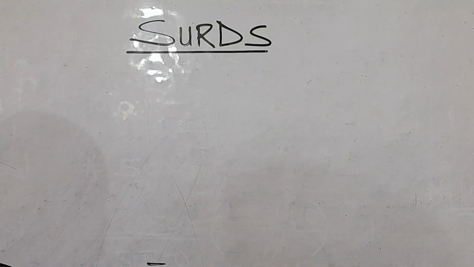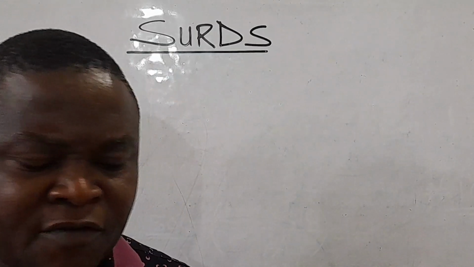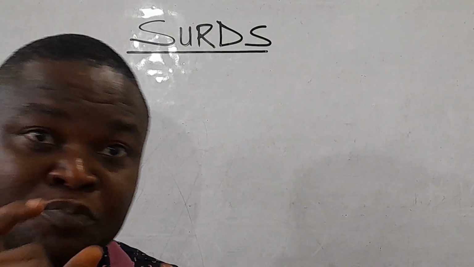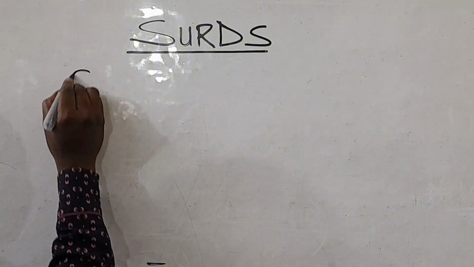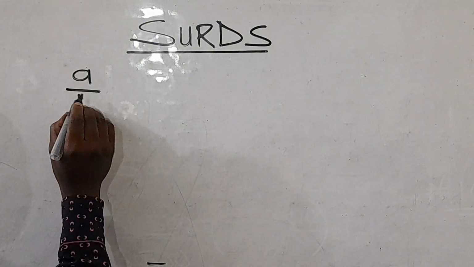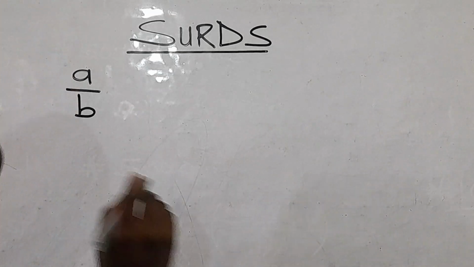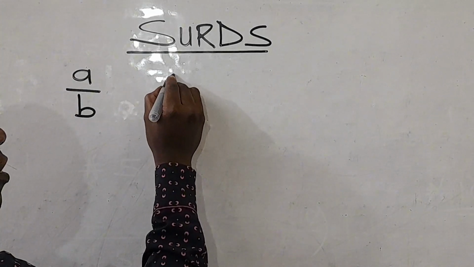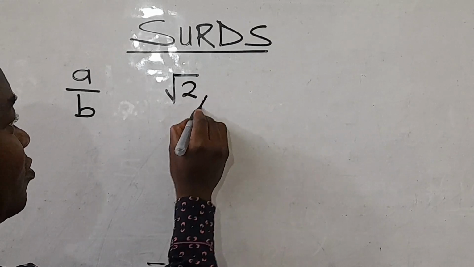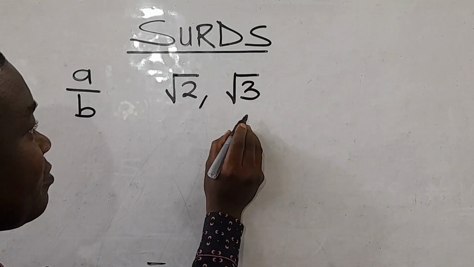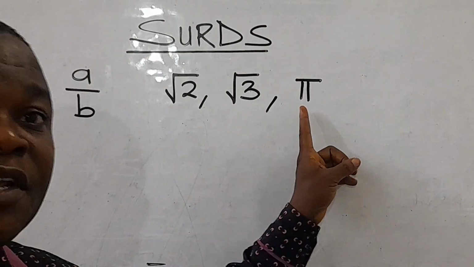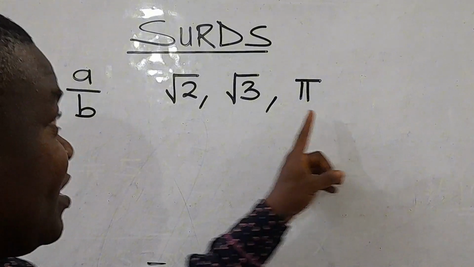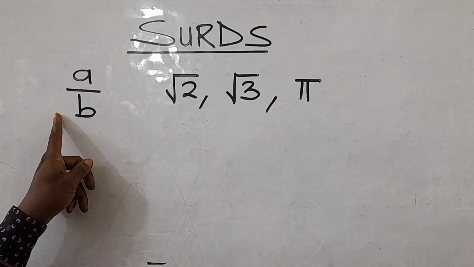Surds are simply irrational numbers. What are irrational numbers? Irrational numbers are numbers that you cannot represent as a fraction, say A over B. Examples of irrational numbers are square root of 2, square root of 3, pi. Pi is really an irrational number because you cannot represent pi as a fraction.